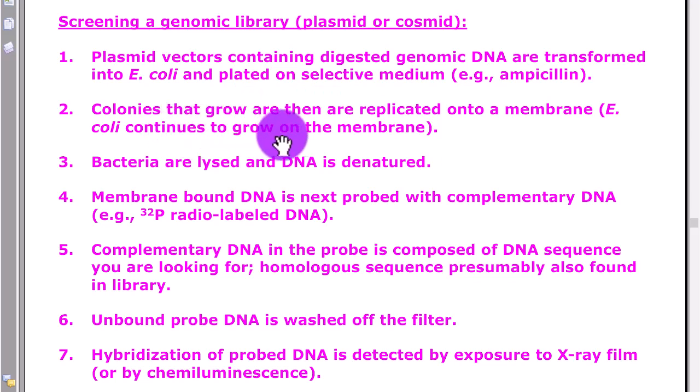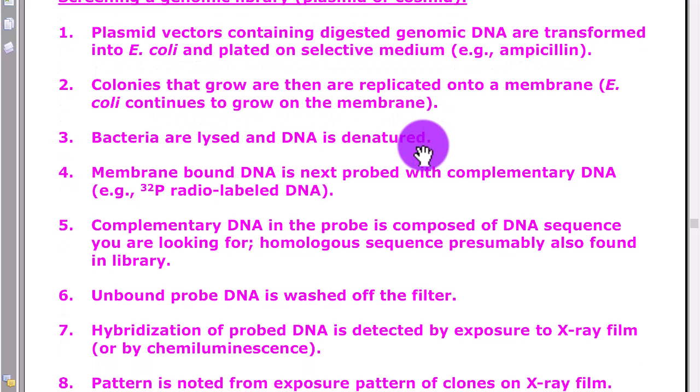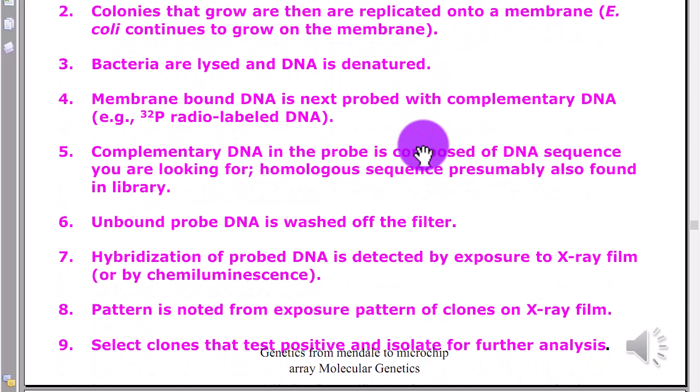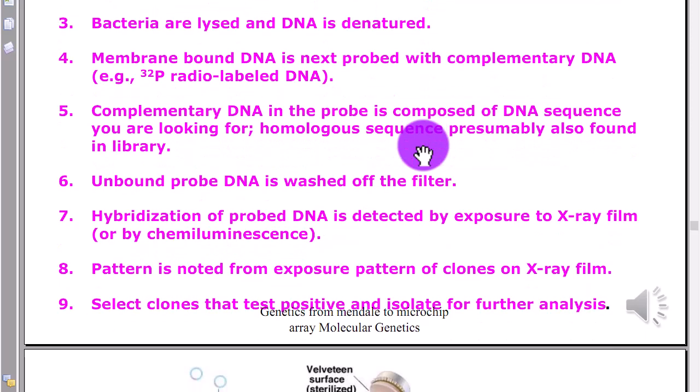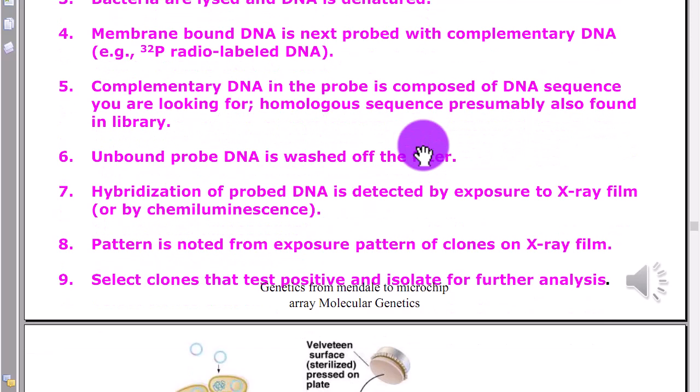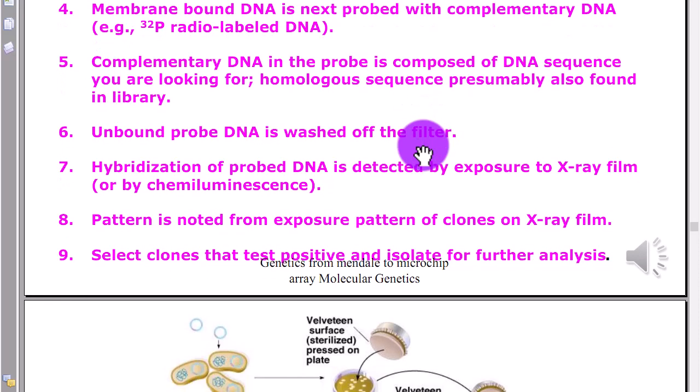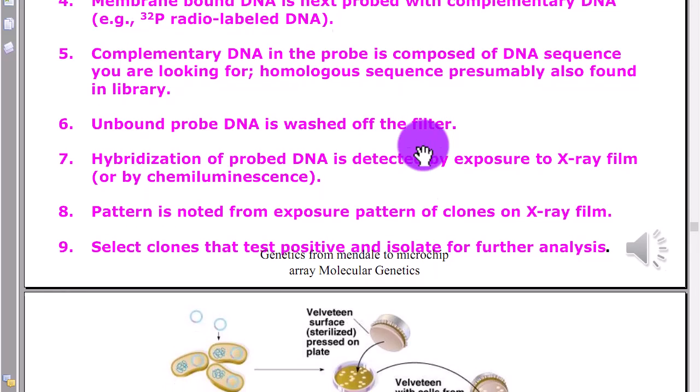Colonies that grow are then replicated onto a membrane. Bacteria are lysed and DNA is denatured. Membrane-bound DNA is next probed with complementary DNA. The complementary DNA in the probe is composed of the DNA sequence you are looking for, a homologous sequence presumably also found in the library.